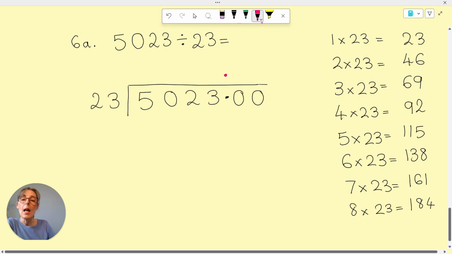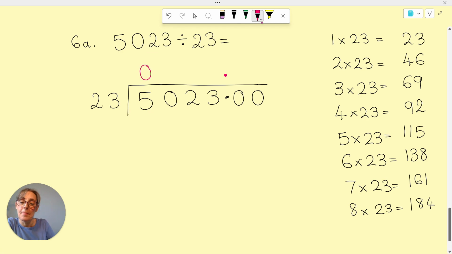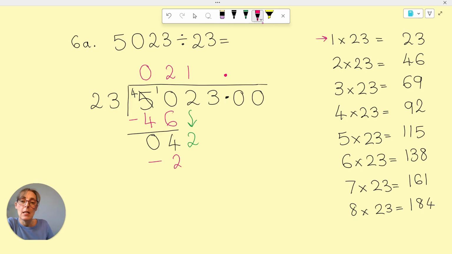Okay. How many 23s fit into 5? How many 23s fit into 50? Well, 2 23s are 46. So 10 take away 6 is 4. 4 take away 4 is 0. So we're going to bring down the 2. How many 23s fit into 42? 1. This one. 1. So we're going to take away 23.